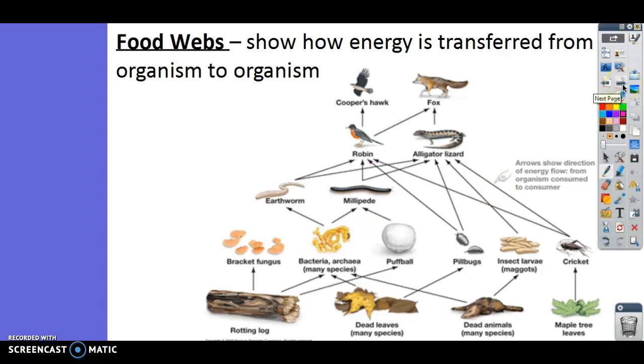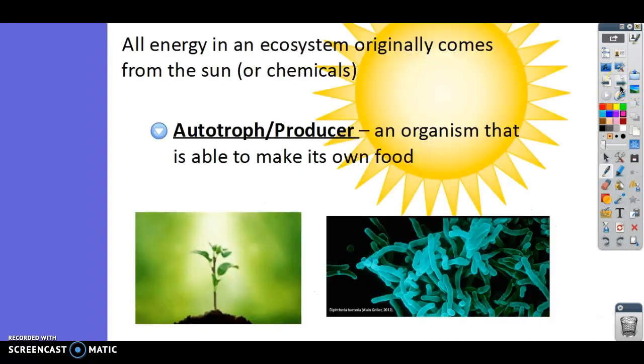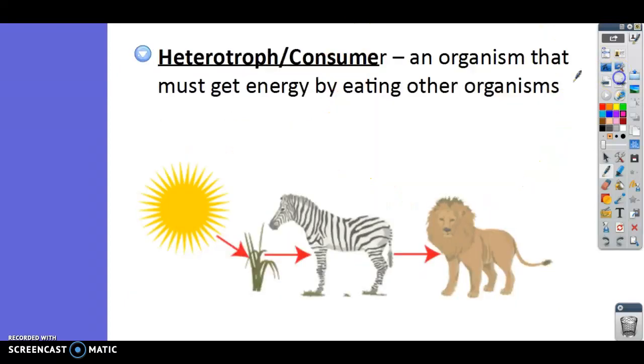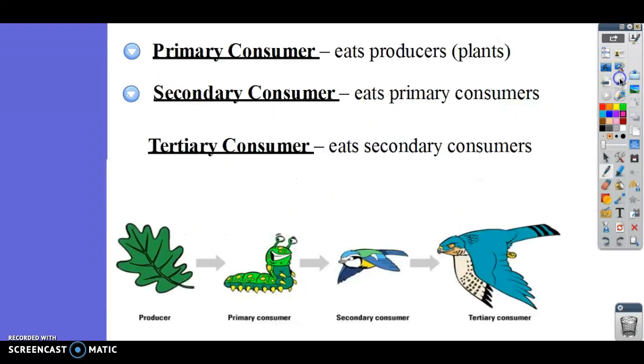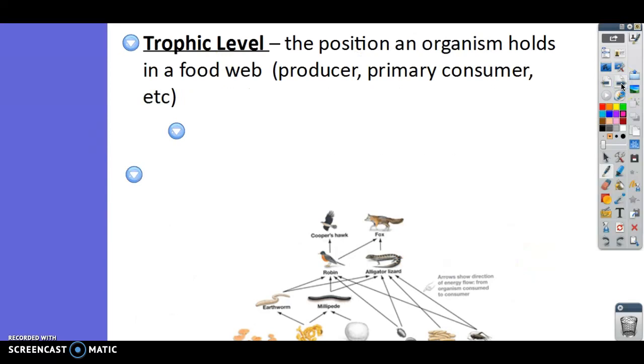All right. Now, we also talked about the difference between producers and consumers. Remember, producers make their own food and consumers eat other things. So you guys are consumers because you don't make your own food, you eat other things. We talked about herbivores, omnivores, carnivores, detritivores, so what they eat. And we also talked about primary, secondary, and tertiary consumers. So today we're going to talk about something called trophic levels.